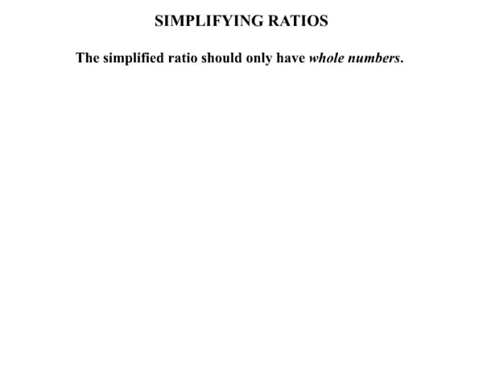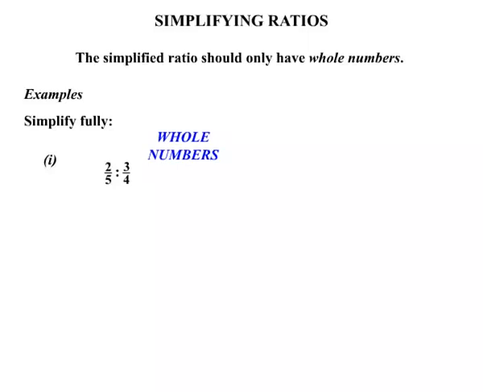Now, the simplified ratio should only have whole numbers. Let's look at examples in this case. We're asked to simplify fully, firstly, 2/5 to 3/4. Now we need whole numbers. At the moment we have fractions on both sides. So what we do now is we look at the denominators, 5 and 4, the bottom numbers. We need to think, what is a common denominator? What number do they both go into? Well, the number we have is 20, and what we're going to do is times by 20, both sides.